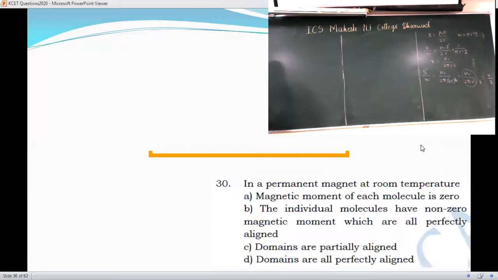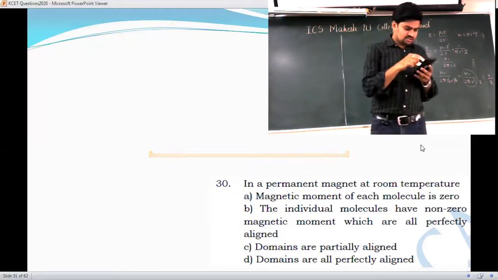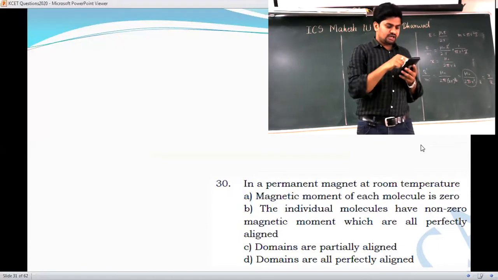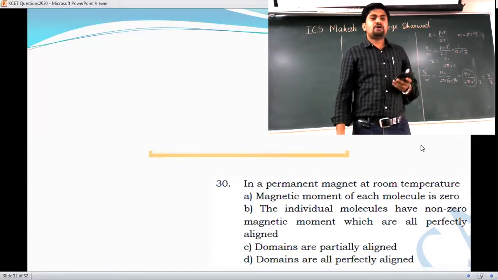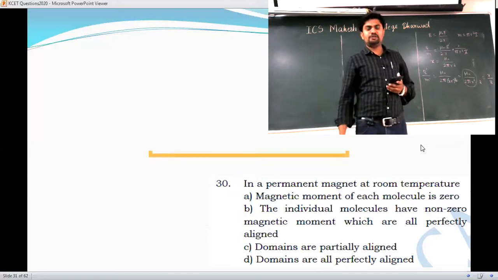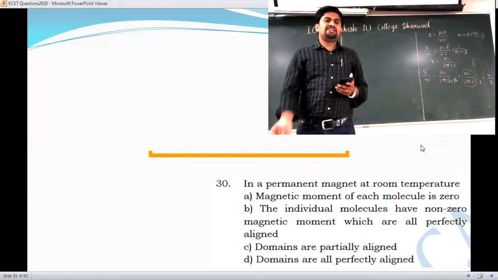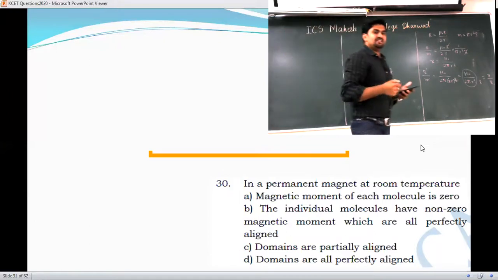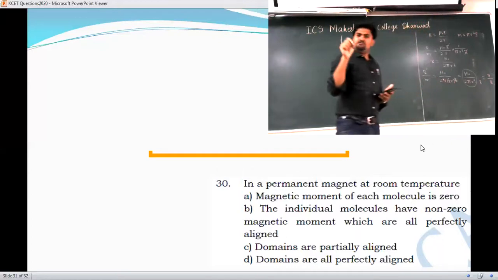Yes, see the next one. In a permanent magnet at room temperature: a permanent magnet means it is a ferromagnetic material. As it is a ferromagnetic material, the domains present in the material will be aligned. Domain structure is present in ferromagnetic materials.